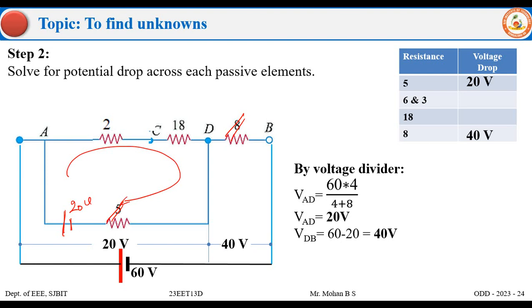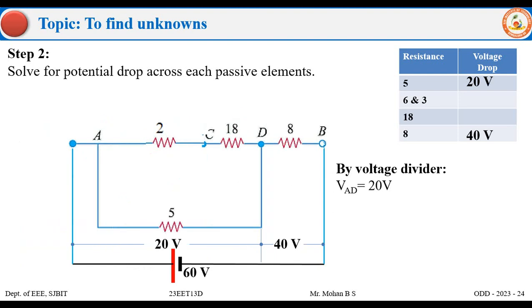Now again apply voltage divider. By voltage divider, AD is 20. VCD, if I want to find, it is 18 volts. So as I told earlier, this is the same as a 20 volt voltage source. We have found for 5 and we have found for 8. The voltage across 5 is nothing but 20. So please don't get confused that I have scratched 5 and written. The potential drop across 5 is nothing but 20 volts, or the internal resistance of 20 ohms is nothing but 5. We can take it the other way around.